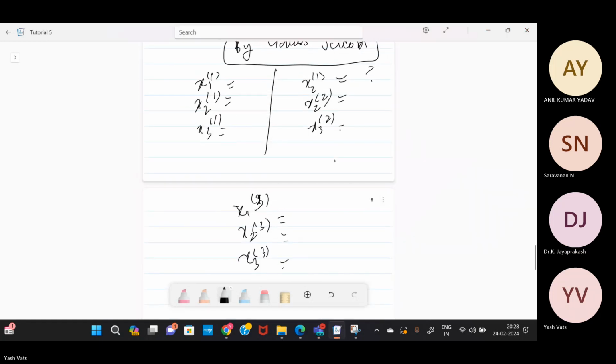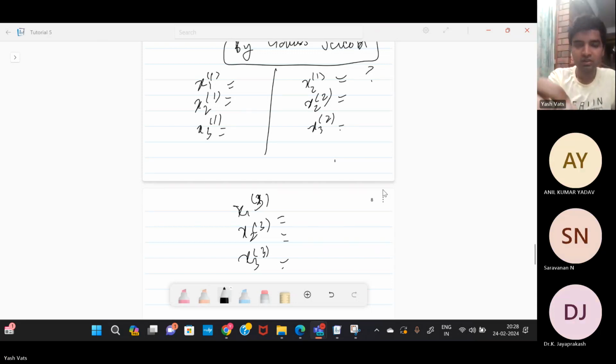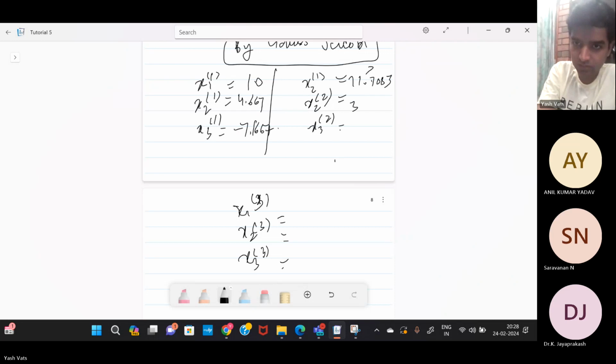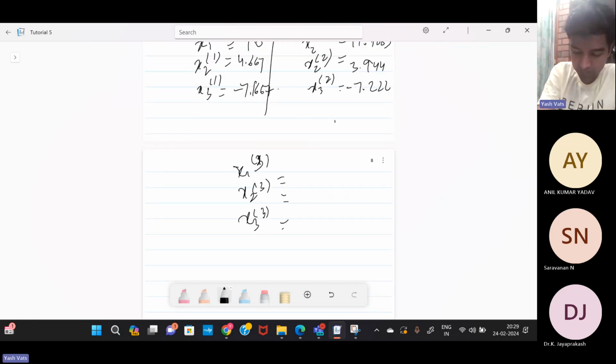Okay, so what are the values now? Tell me. X11 is 10, X22 is 4.667, is it? And minus 7.16. X2 is 11.077083. And X33 is 11 point.